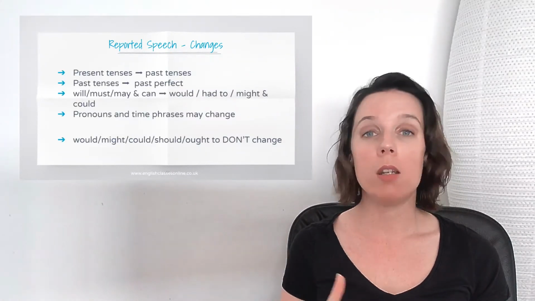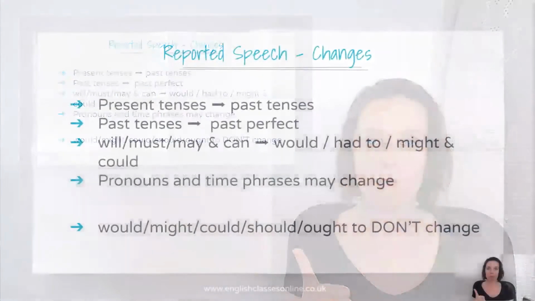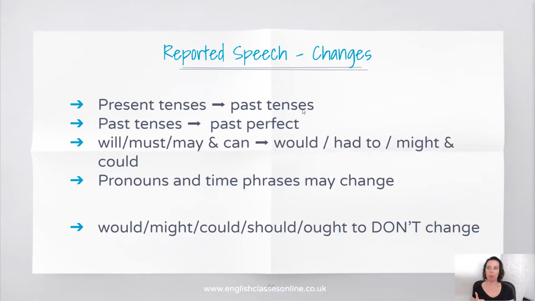And then let's take a look at some changes. So you should already know, in indirect speech you need to change the tense. So your present tenses will all go back one tense into the past. If you have a present tense in direct speech, it needs to go back into the past in indirect speech. If you have a past tense, past simple, past continuous, that will go to past perfect tense. Okay, some of your modal verbs do change. So will goes to would, must goes to had to, may and can go to might and could. So they kind of go into the past as well.